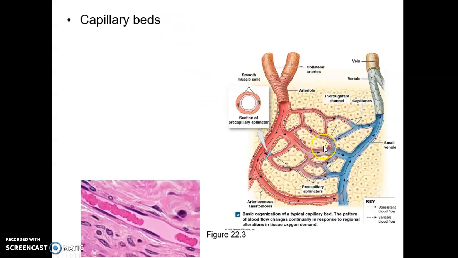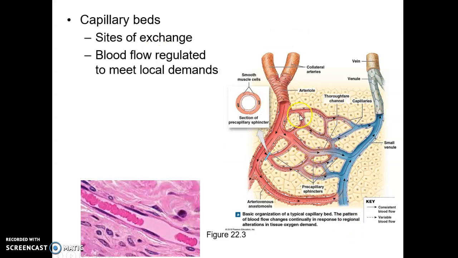Okay, let's move on and talk about the capillary beds. So you have the arterioles that lead and branch into the capillaries of the capillary beds. And then leaving the capillary beds are the venules that transition to veins. And then blood is on its voyage back to the heart. So the capillary beds are the sites of exchange of materials at the tissues. Blood flow is regulated to meet local demands.